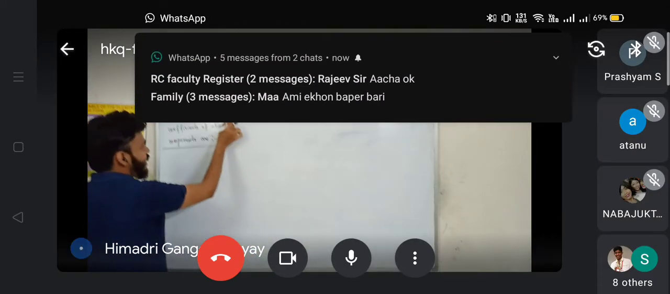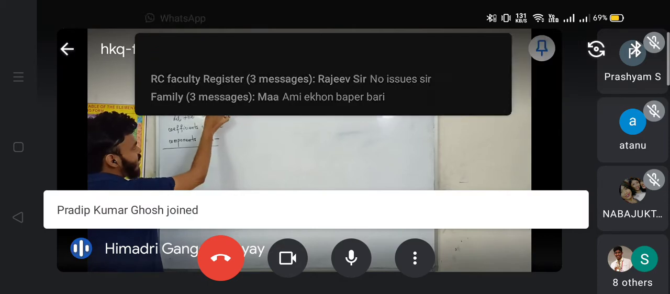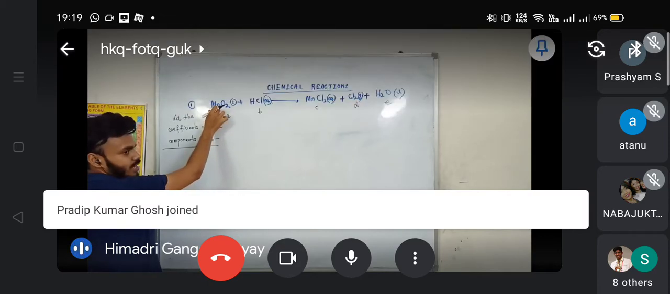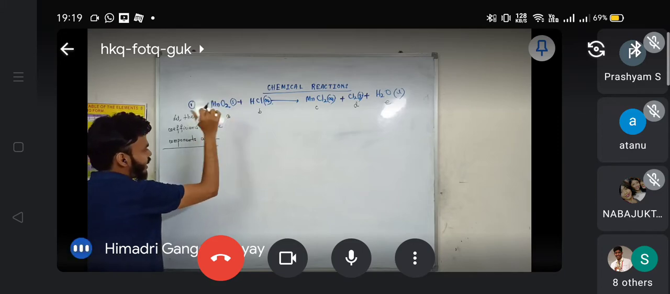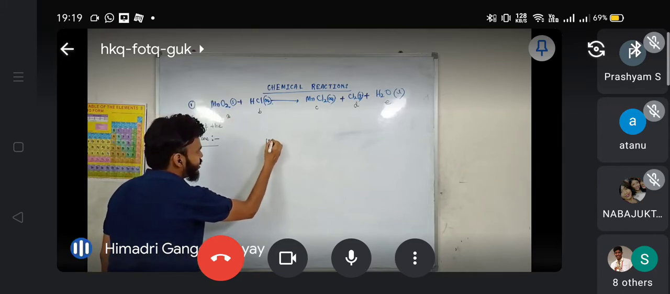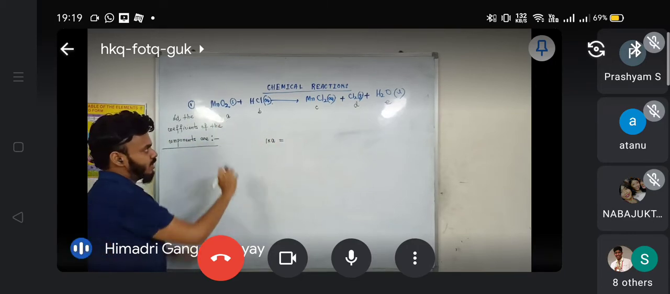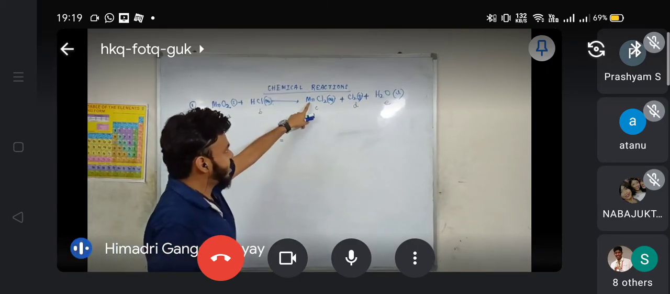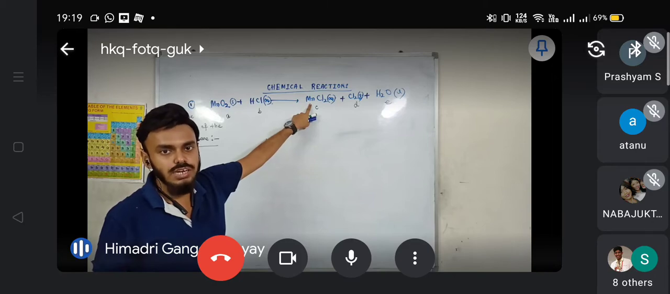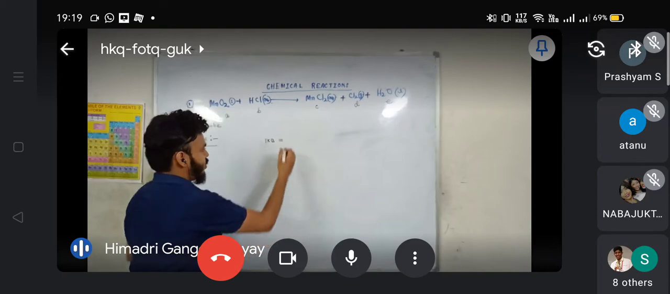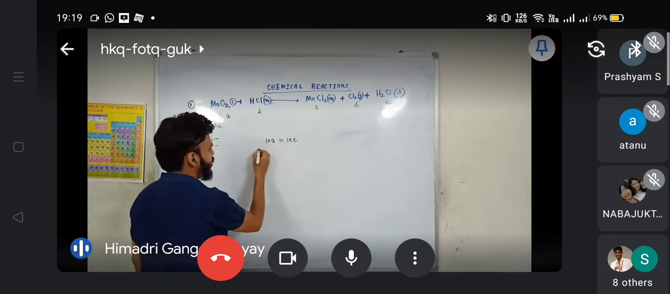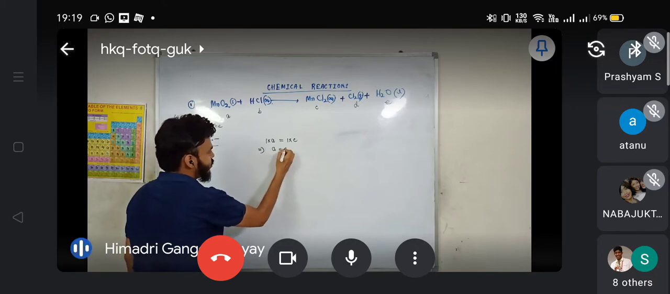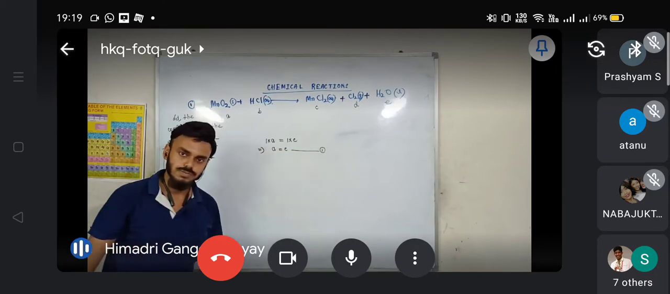Look, the number of atoms of manganese on the LHS is 1. Number of manganese atoms on LHS in MnO2 is 1 into A, so it will be 1 into A here, and in the RHS the number of manganese atoms is 1 in MnCl2, so 1 into C. So it will be like this, 1 into A is equal to 1 into C. So the first equation is A equal to C, chalo, equation number 1.